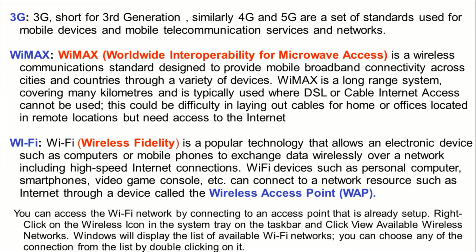To connect to the internet, you already know there's an icon of Wi-Fi which appears in your system or laptop. You can right click on it and see the available Wi-Fi networks. You can choose any from the list of available Wi-Fi networks, double click on it, and provide the password to connect to that Wi-Fi network.